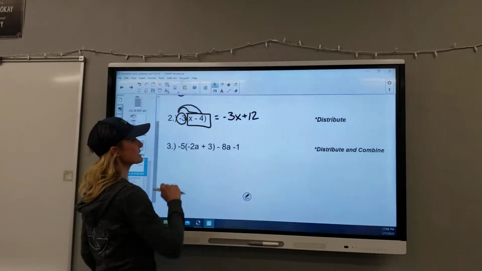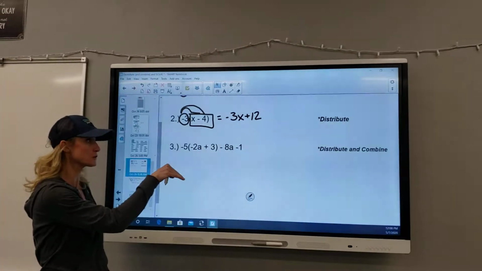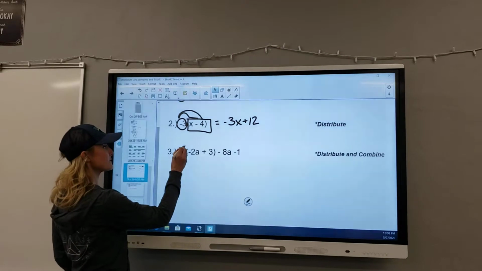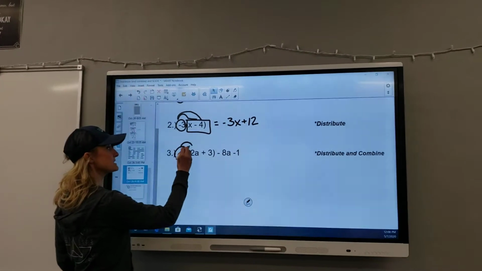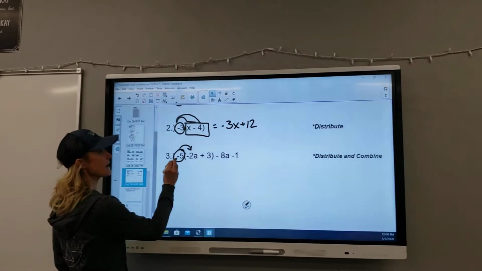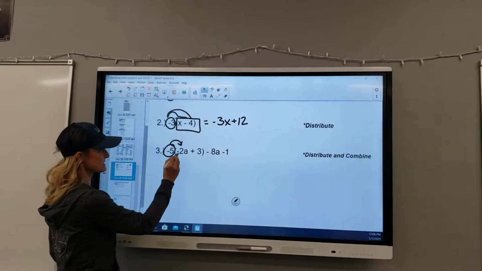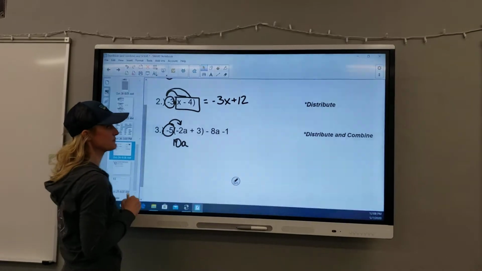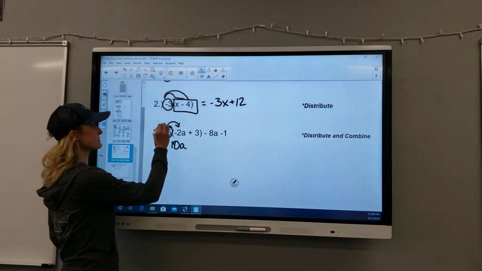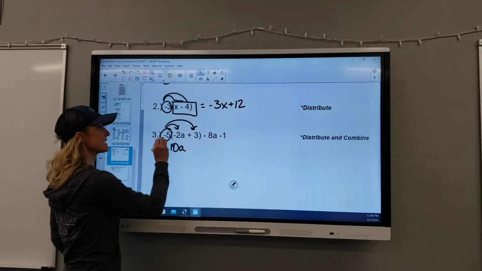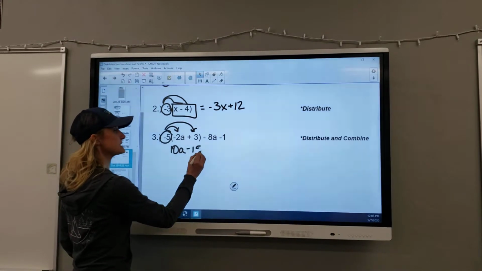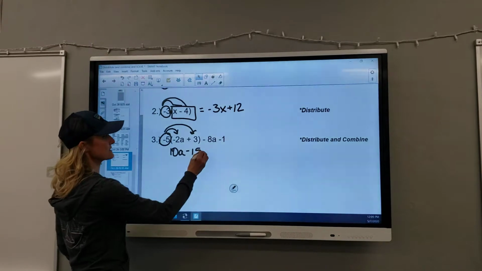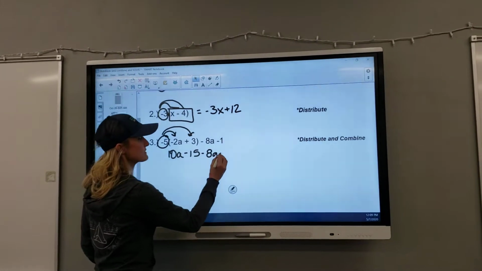Now this one, what we're going to do here is we're going to distribute first, and then we're going to combine like terms. So you will have to do the distributing first. So this -5 is going to be distributed right here. -5 times -2a. So -5 times -2 is +10a. Then this -5 is multiplied also by the 3. We have -5 times 3 is -15. Now, this -5 doesn't go to these two things because they're not in the parentheses. So I'm just going to rewrite those.